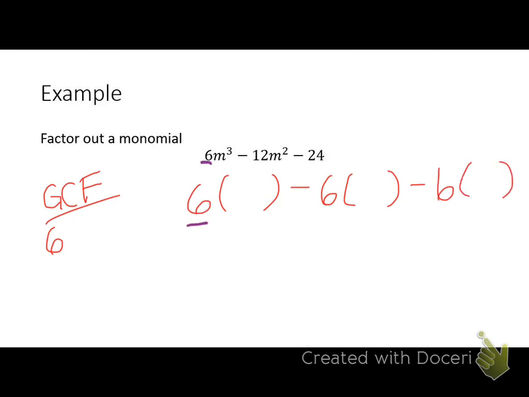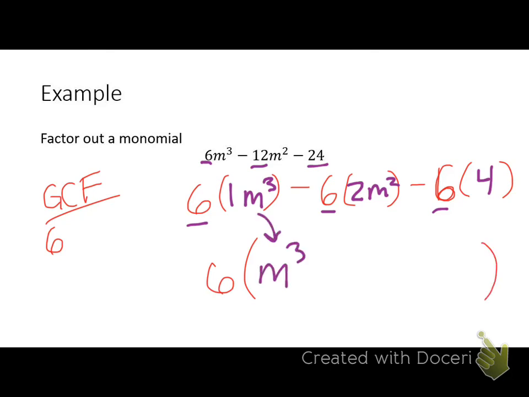So 6 divided by 6 is 1. And then I'm going to have an m cubed because I didn't take any m's out. And then 12 divided by 6 is 2. I didn't take any m's out, so I'll have an m squared. And then 24, that 6 at the end looks like a b. I'm going to make that look more like a 6. So 24 divided by 6 is 4. So when I go to factor my 6 out, I'll have my m cubed minus 2m squared minus 4.